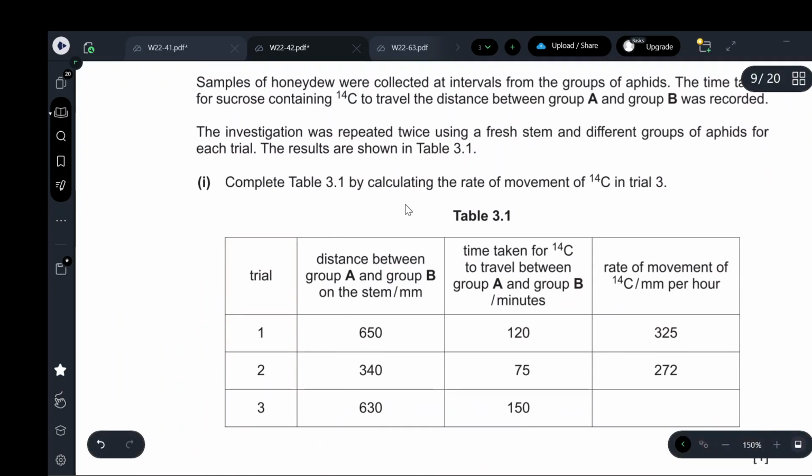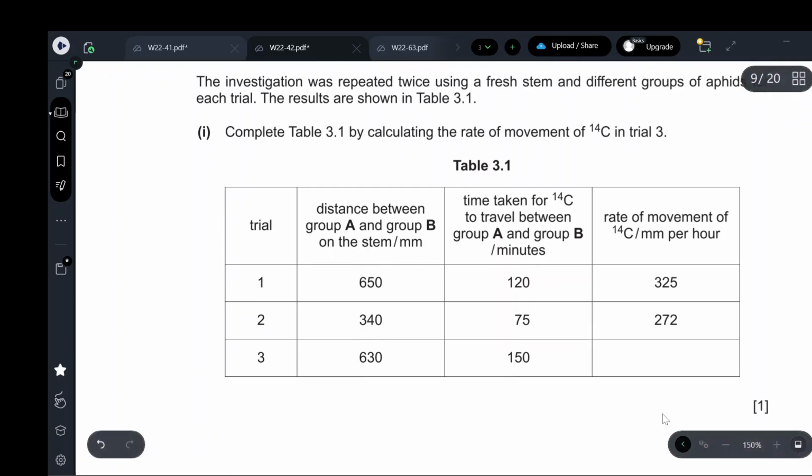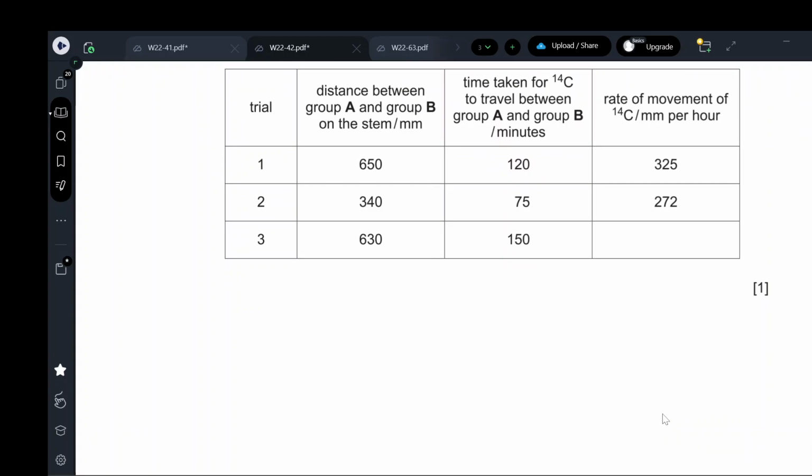We missed a question. Complete the table by calculating the rate in trial 3. How do I calculate the rate here? For the distance, I will do cross multiplication. It moved 630 millimeters in 150 minutes. If I want to get it per hour, in 60 minutes, cross multiplication, it will be 252. Okay?